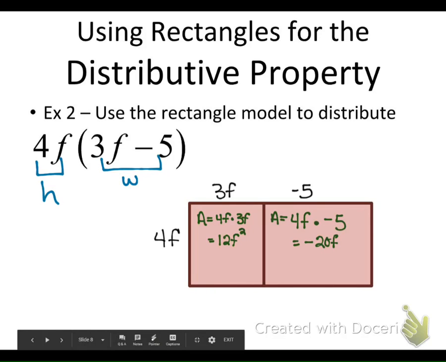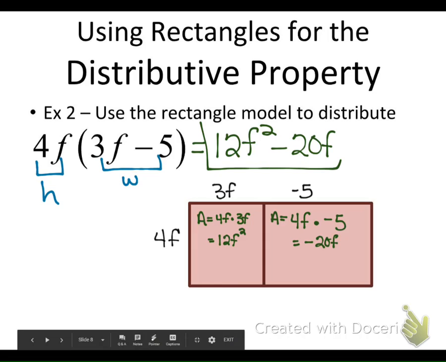Can I combine these two terms? No. Are these the same? No. You're right, Jalen, and whoever else said no. Because this variable has a square, this variable is just an f. So they're not the same. They're not like terms. So our final answer is actually just going to be 12F to the second minus 20F. Perfect. Thank you. What's another way of saying to the second power? Squared. Good. Nice job.